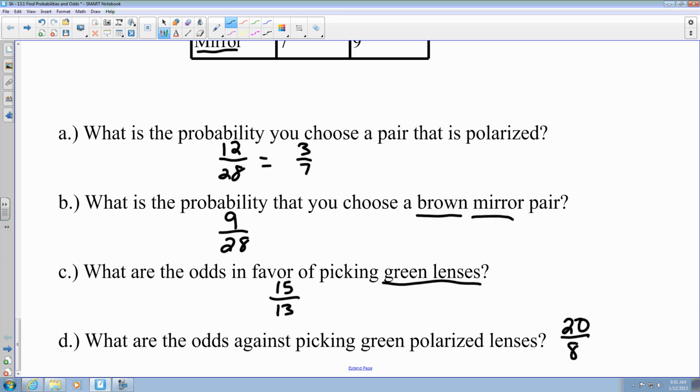And that is using or finding probabilities and odds.